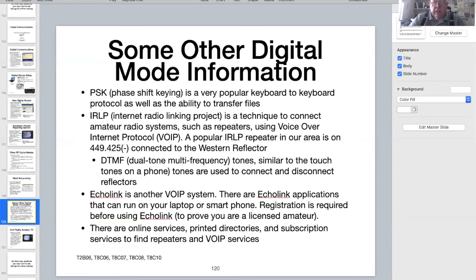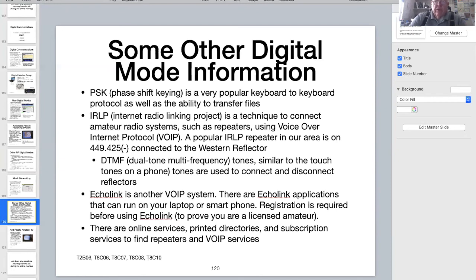IRLP and Echolink are two more digital modes that take advantage of the internet using a protocol called Voice over Internet Protocol, or VoIP. IRLP, or Internet Radio Linking Protocol, is a method of using the internet to link repeaters together. The 449.425 MHz repeater, for instance, is connected full-time to the Western Reflector in Las Vegas, Nevada.